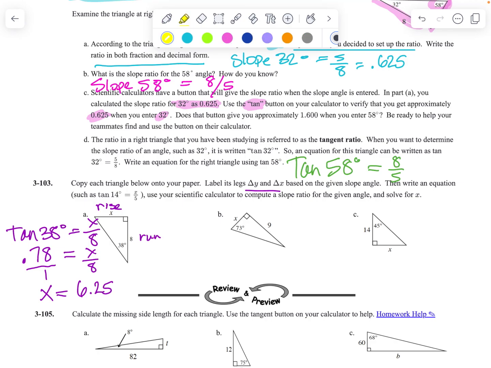Okay, so once again, we have the x that they were looking for. It says label the legs, then write an equation and solve for x. So we did. We solved for x. Let's try another problem.